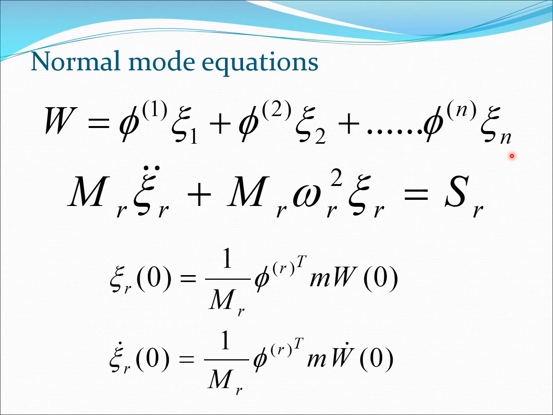Now if I substitute this into the differential equation, I can finally obtain a system such as this here. This is a set of single degree of freedom uncoupled differential equations. Each of these corresponds to a particular modal coordinate xi r. Also, we know that the initial conditions can be expressed in this form here. So if we have W0 and W dot 0, we can calculate xi r0 and xi dot r0. And once we obtain these, we can solve the single degree of freedom system here with respect to these initial conditions. So that's a rather trivial problem.